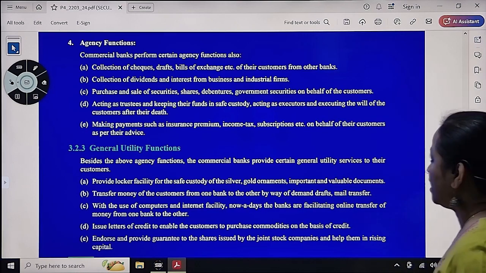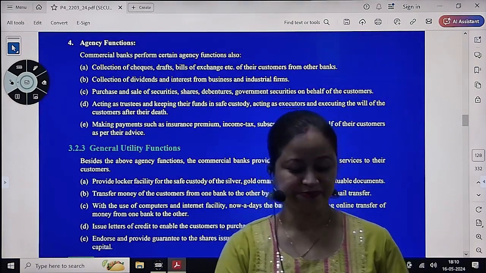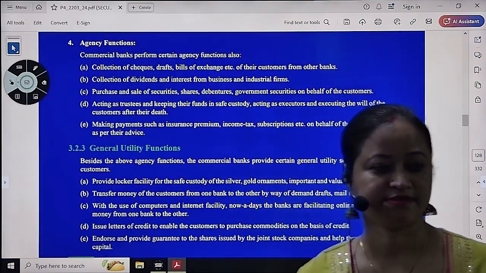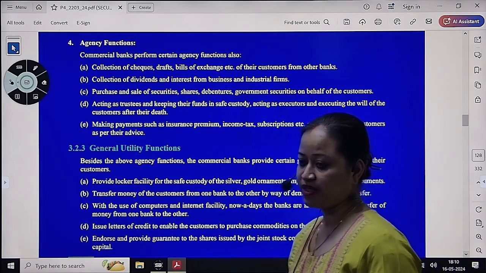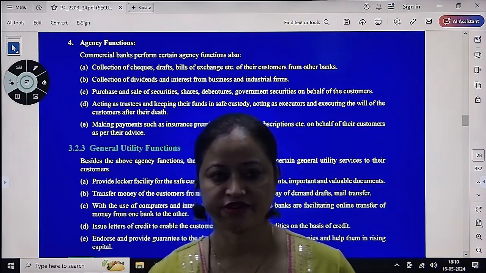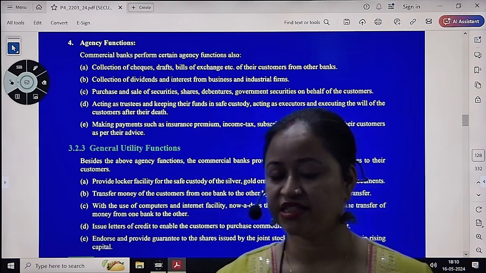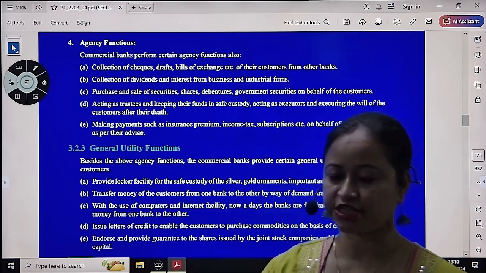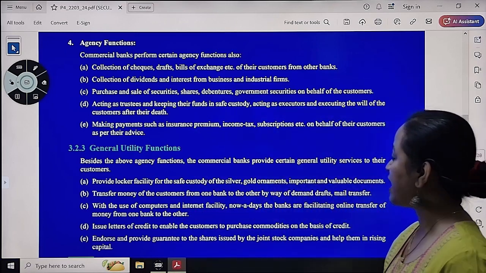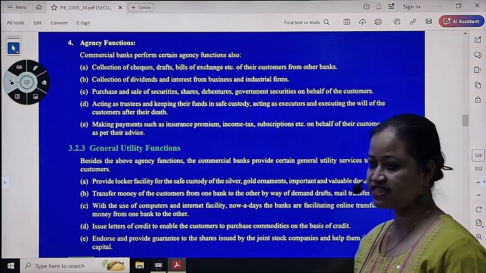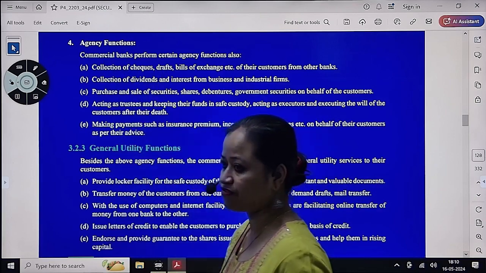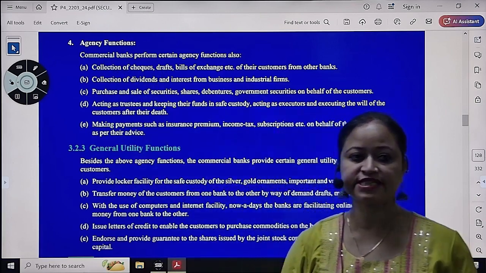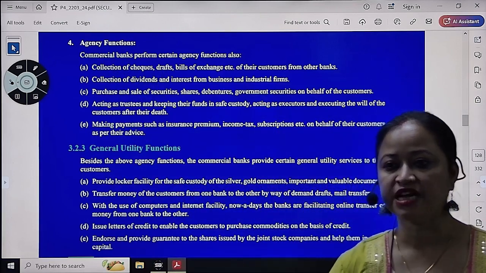Okay. Well, students, so last class we discussed the primary functions of commercial banks. The functions of commercial banks are divided into various categories. One is the primary function, which we have already discussed. Today we will be discussing the agency functions of commercial banks. Agency functions of commercial banks mean what?